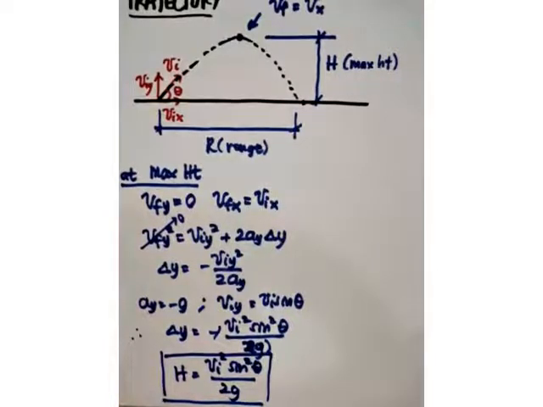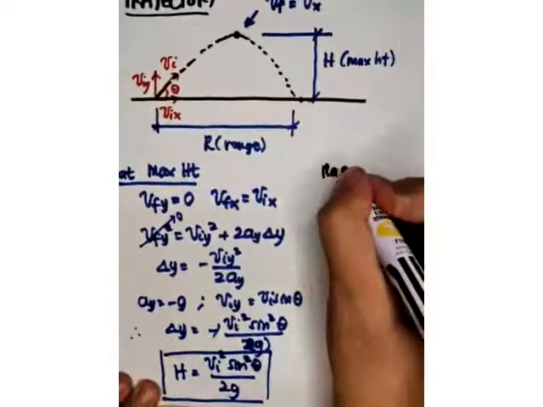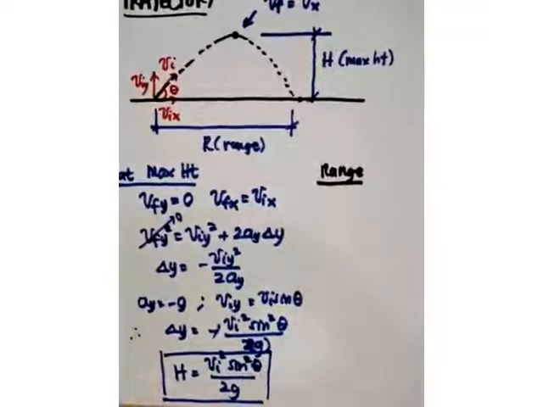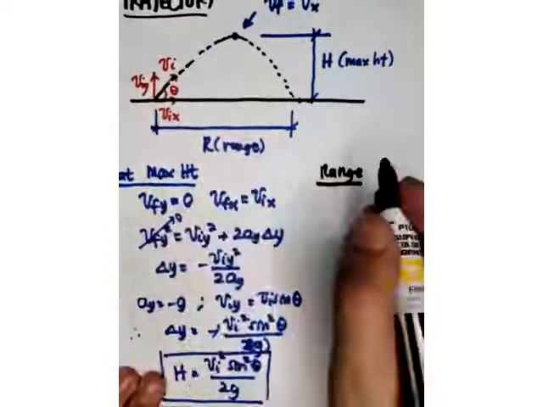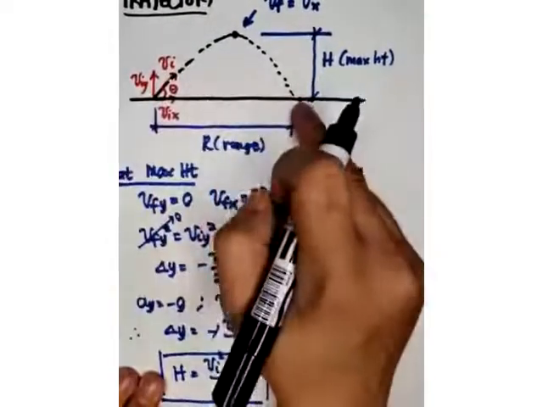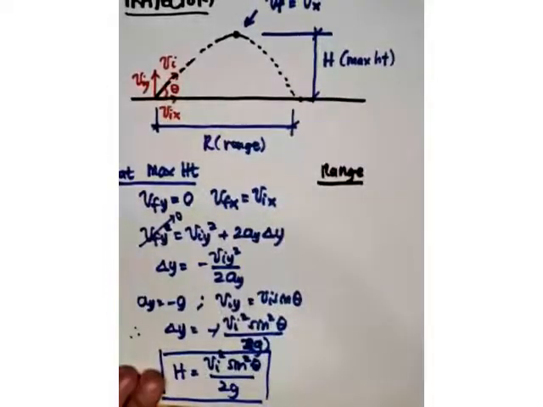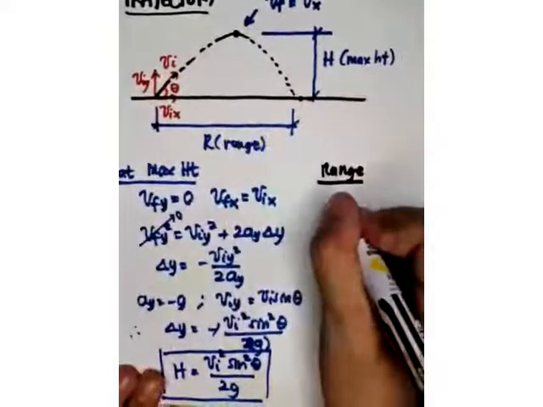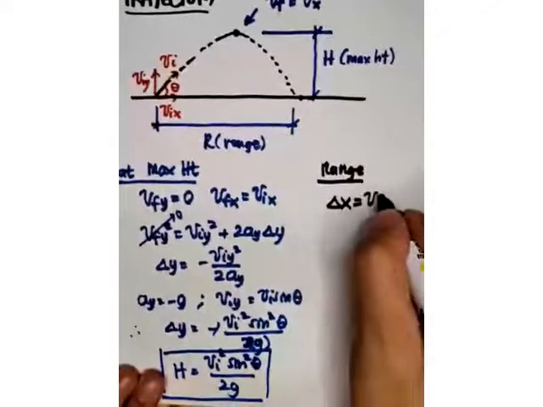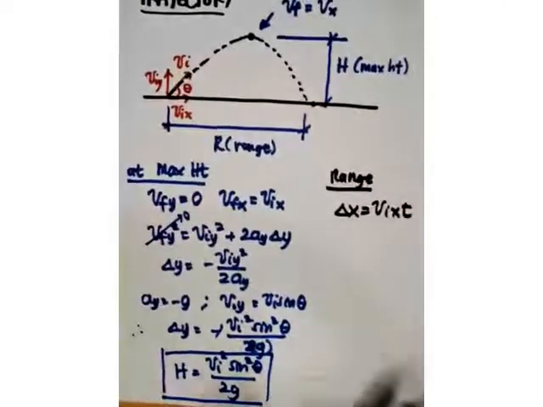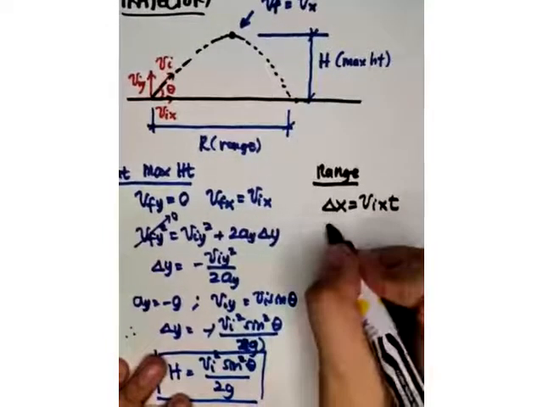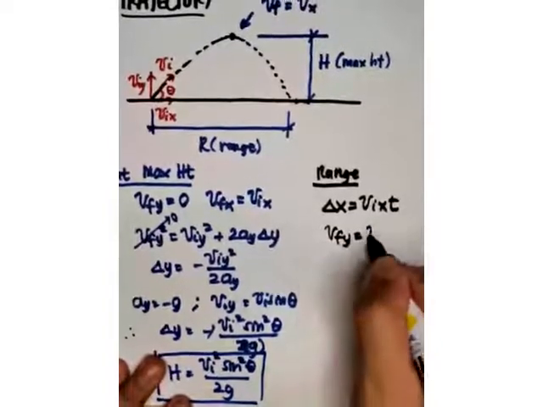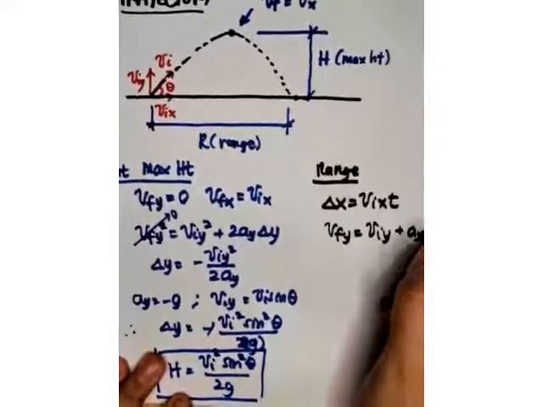Okay? Now let's go to the range. Okay, class. Ang range is only possible pag magka-level yung initial and final. Dapat magka-level yung initial and final. So kung hindi magka-level yung initial and final, hindi natin pwedeng gamitin yung formula na to. Since x in terms yung range, so therefore delta x is equal to VIXT. Kaya lang may problema tayo dun sa time. Okay? So saan natin kukunin yung time? Kukunin natin ng time sa V final y is equal to V initial y plus AYT.